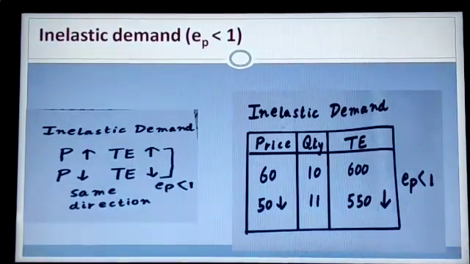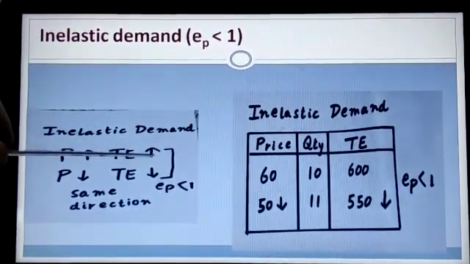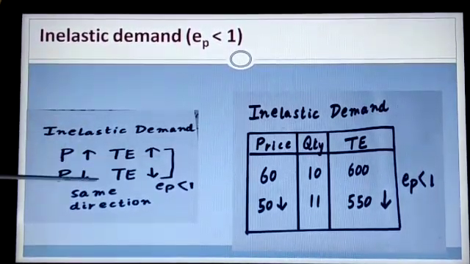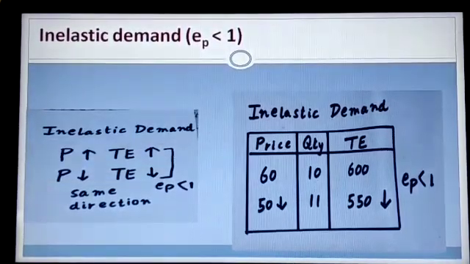Move on to the inelastic demand, EP less than 1. In inelastic demand, what happens? The price and the total expenditure move in exactly the same direction. Price rises, total expenditure also rises. Price falls, total expenditure also falls. They are moving in the same direction.